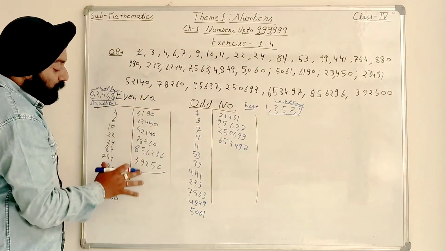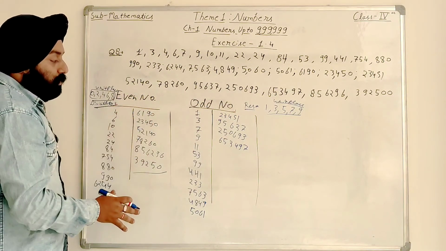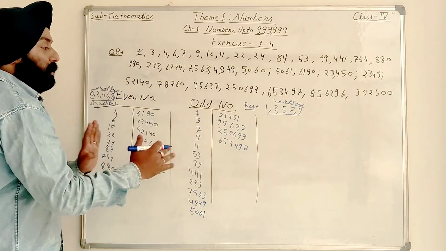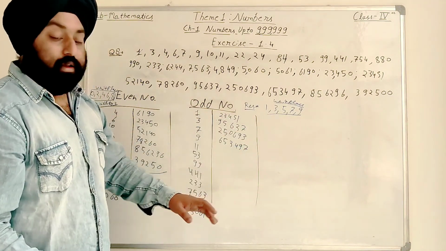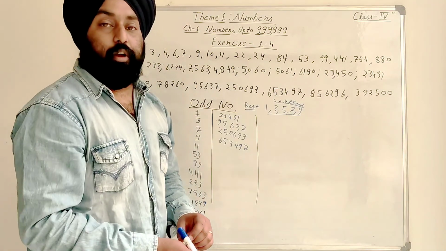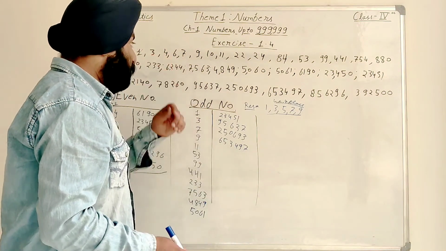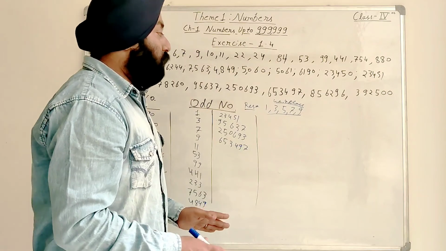even numbers are placed under the heading of even numbers. So we have to separate even numbers and odd numbers. Likewise, in your book you have to do this question. So that's all for exercise 1.4. Thank you, class.